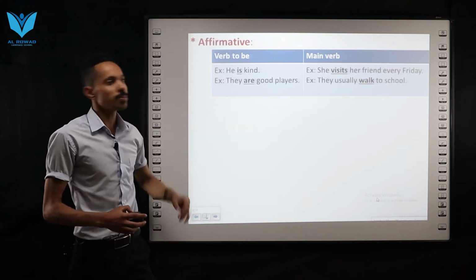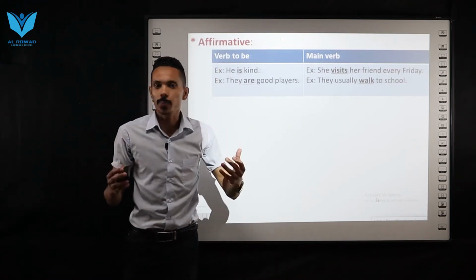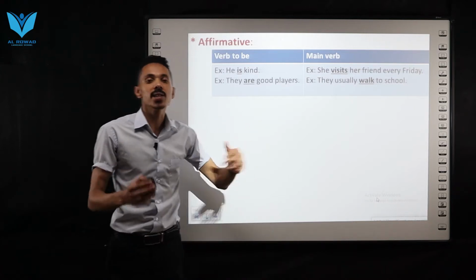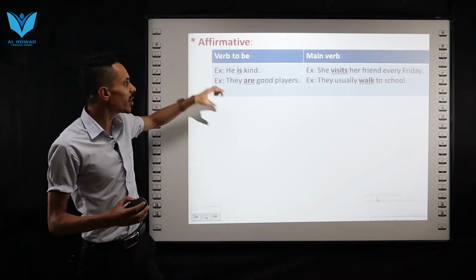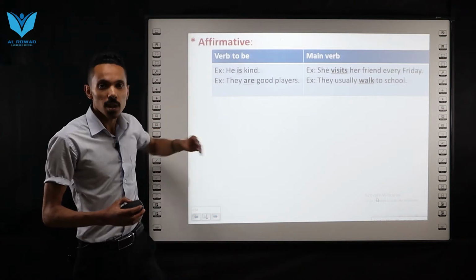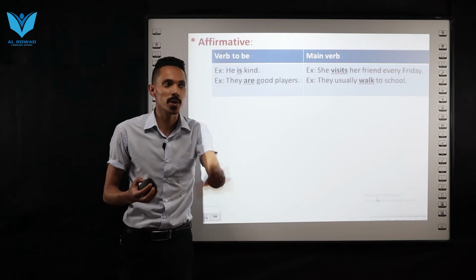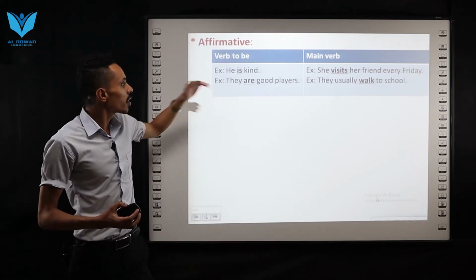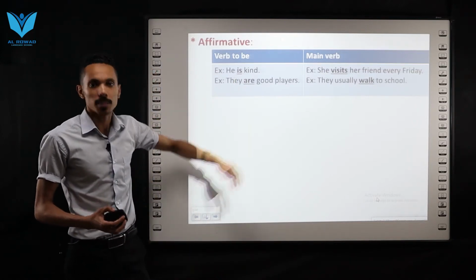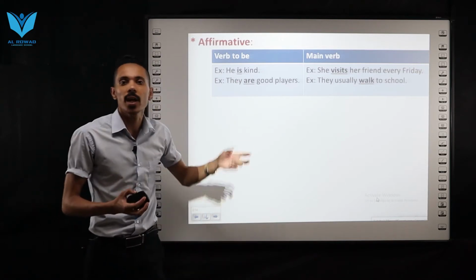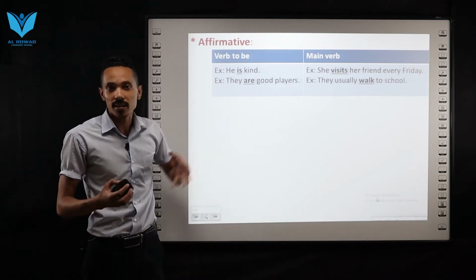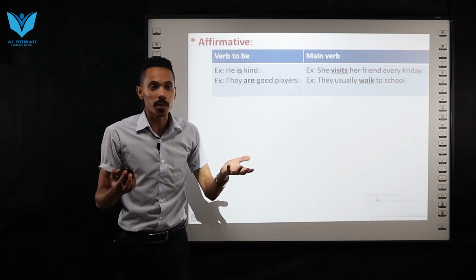He is kind. Is here is present simple verb to be. It's a fact. So it's a fact about the subject he. So here he is kind. It's a fact about him. So the verb is present simple. Here they are good players. Also it's a fact about the subject they, that they are good players.